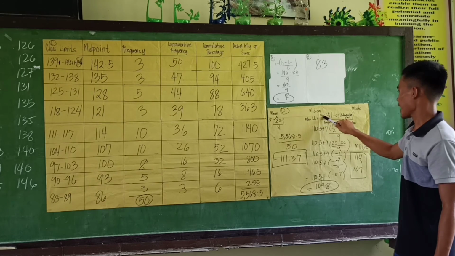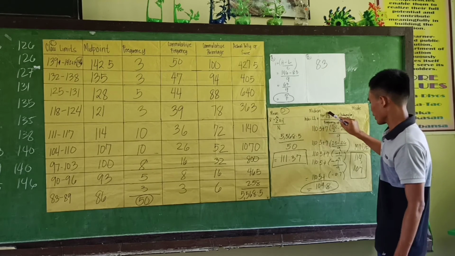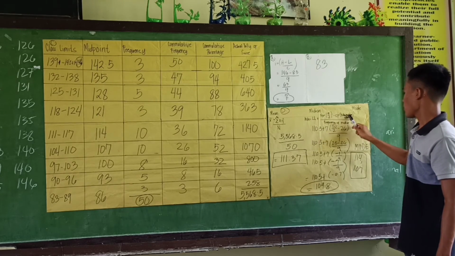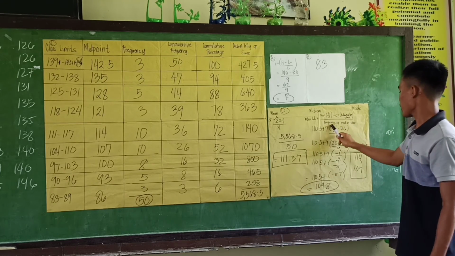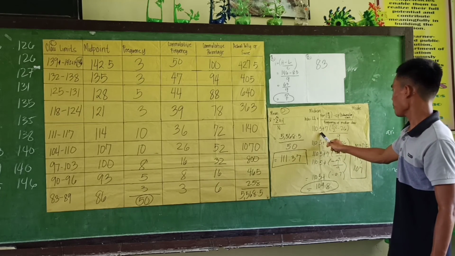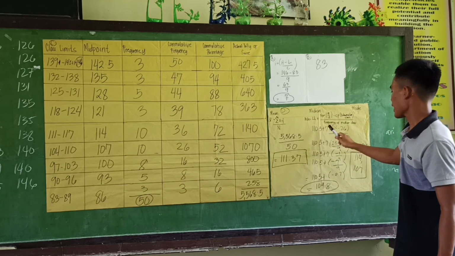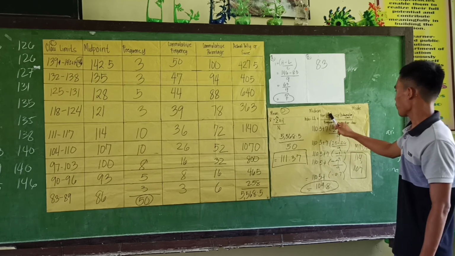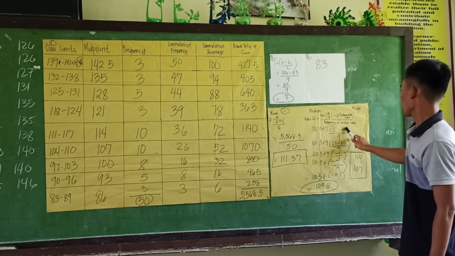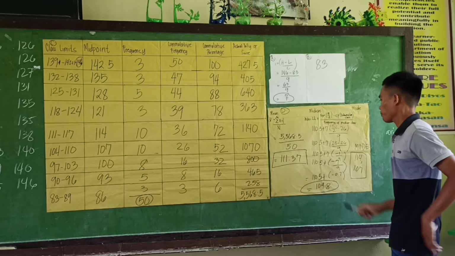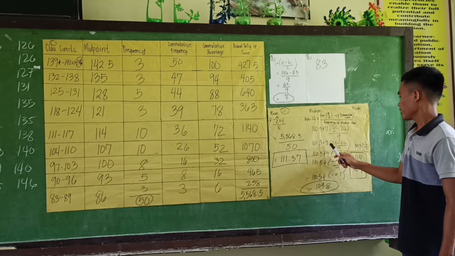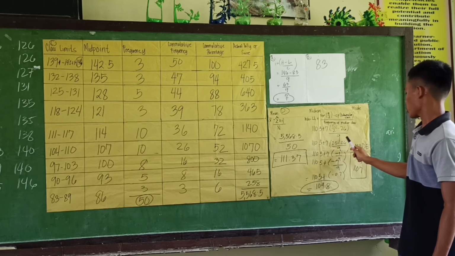So in median, the formula is lower limit plus class size times total class divided by 2 minus CF of the class below the median class, over frequency of the median class. Substitute the given: 110.5, which is the lower limit, plus the class size, 7, times the number of scores, 50, divided by 2 minus 26, which is below the median class, divided by 9. Next step, 110.5 plus 7 times 25 minus 26 over 9.